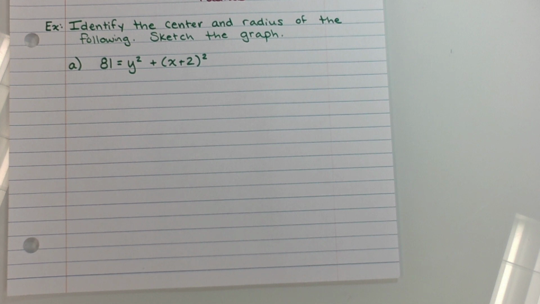First one, 81 equals y squared plus in the quantity x plus 2 squared. Now keep in mind that this is not written in the traditional standard form. It is a standard form of an equation, but it's a little bit rearranged. Keep an eye on that. They tend to do that every once in a while to mess with you.